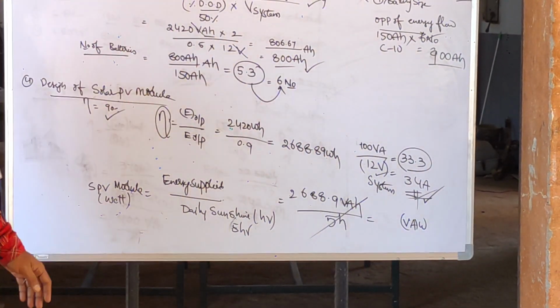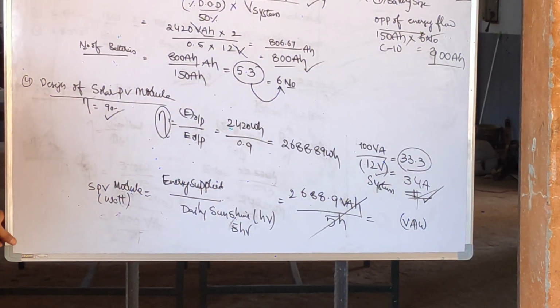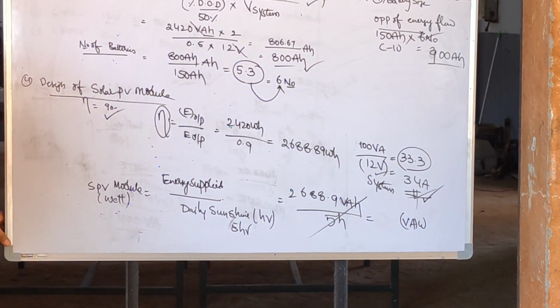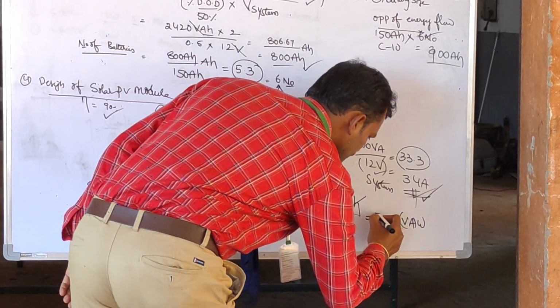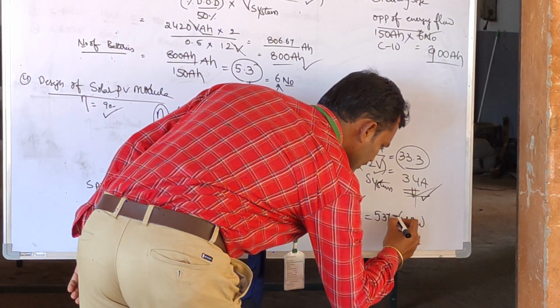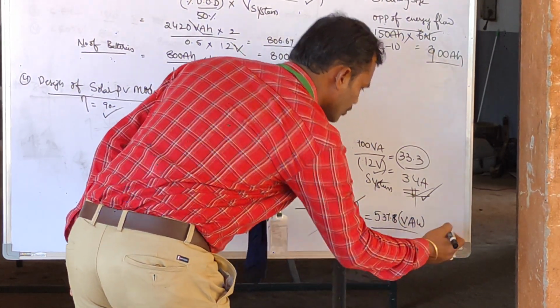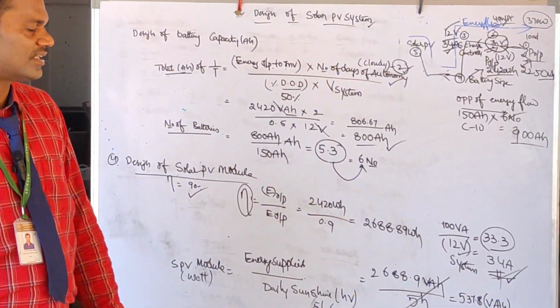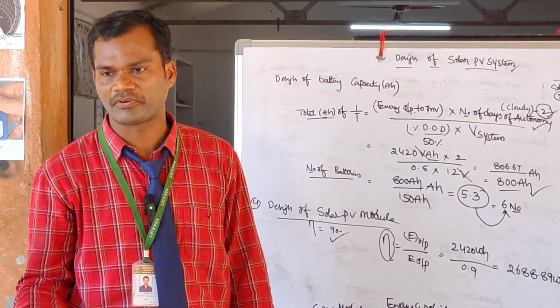So 2688 divided by 5 is 537.8. So I require 537 watt solar power rated. Okay.